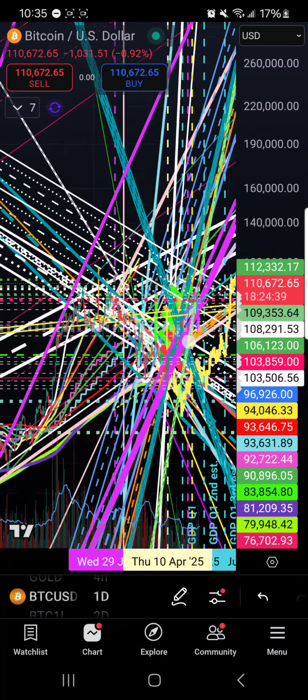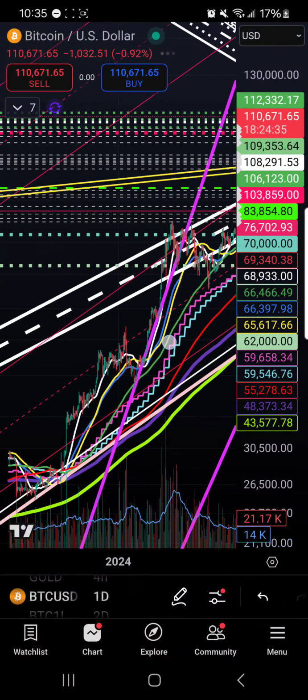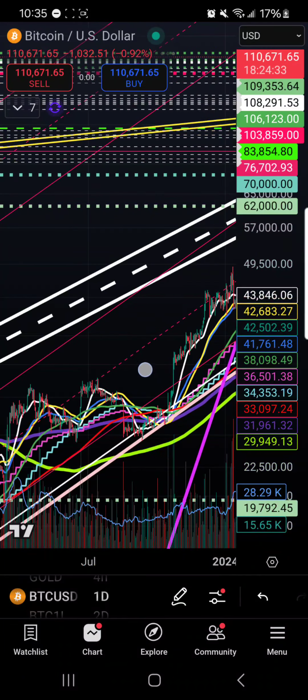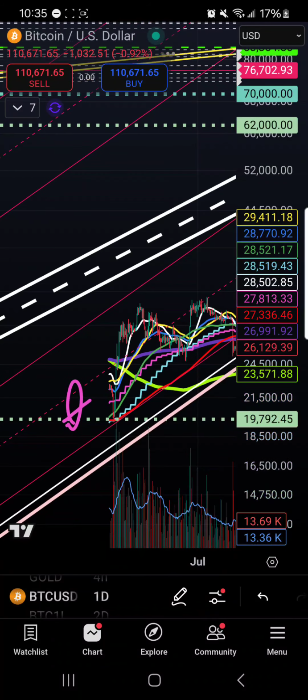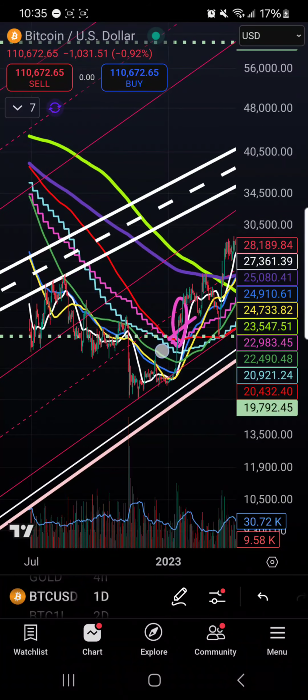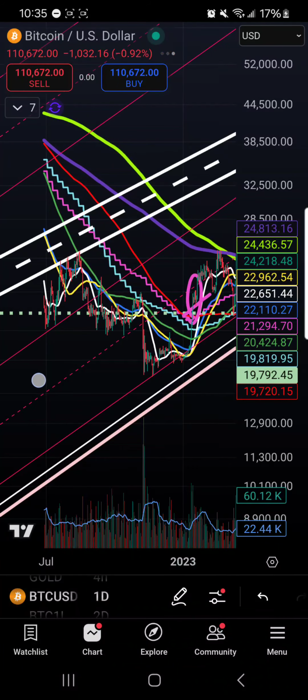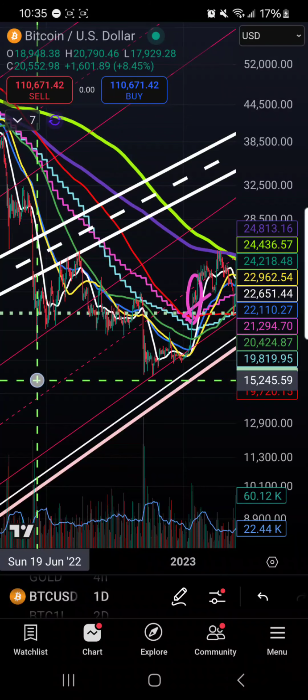So we just did a lot of macro and micro and whatever. So here's the red channel. I'm scrolling back in time, and you can see that the red channel has pretty much enclosed the price action since here. It's actually since June of 22, I believe, right here.